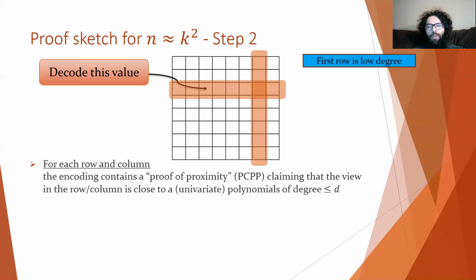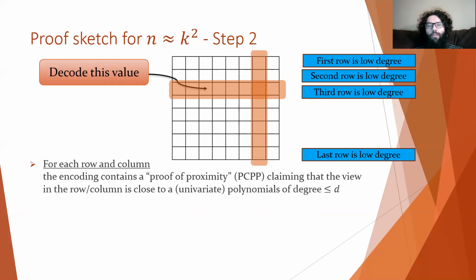And these PCPs of proximity are these objects claiming or certifying that the view in each row is close to this univariate low degree polynomial. So what we're going to add to the actual construction is not only the polynomial encoding, but also we're going to append to it a bunch of proofs of proximity. How many? Well, for now, let's say one for each row. And what will these proofs of proximity do? They certify that the row really contains a low degree polynomial.